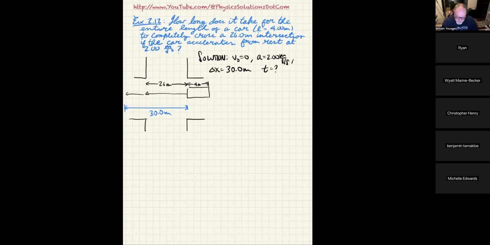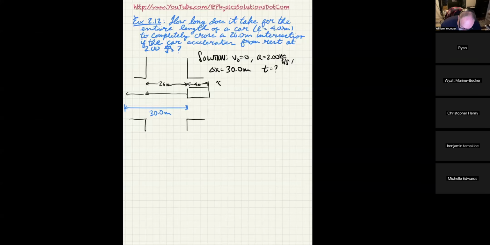Now, we're looking for an equation that has V0 in it, that has a in it, that might have delta x. Remember, delta x is x minus x0. So if it had x and x0, then it has the ability to have delta x in it. So can anybody think of one of those kinematic equations that would work here? I'm going to give it a little head start.